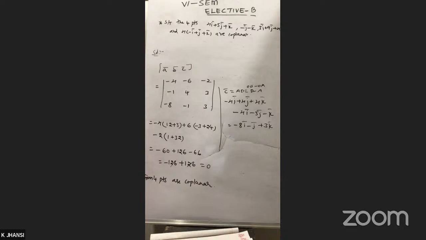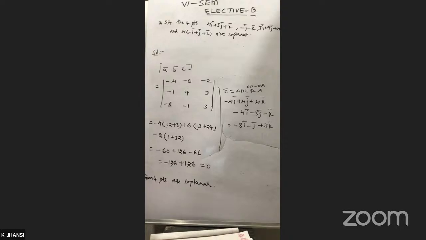If only 3 points are given and you are asked to find whether they are coplanar, you write this determinant directly. If you get it as 0, then they are coplanar. If you get it as not equal to 0, then we call them non-coplanar. Non-coplanar in the sense that one vector lies out of the plane. Whenever it lies out of the plane, we call them non-coplanar vectors.